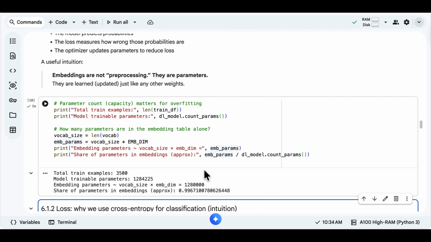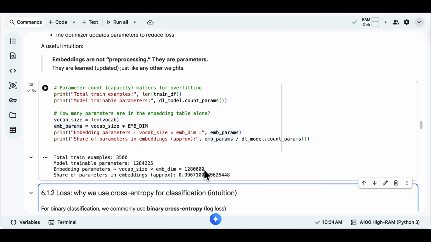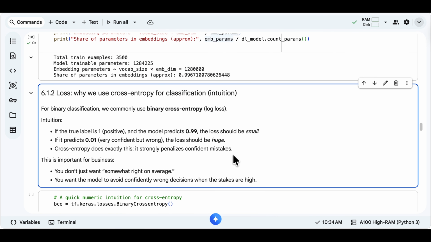This code quantifies model capacity. We have 3,500 training examples, but about 1,284,000 trainable parameters. Roughly 1,280,000 of those come from the embedding table alone, which is about 99.7% of the whole model. That is a useful warning sign. Most of the capacity sits in word representations, so if the dataset is not large enough, the model can memorize rather than generalize.